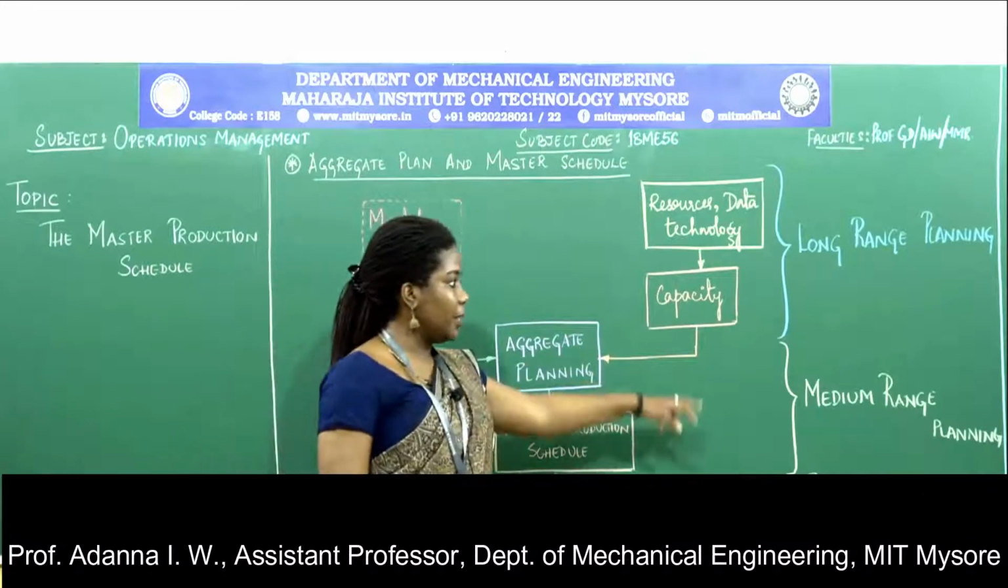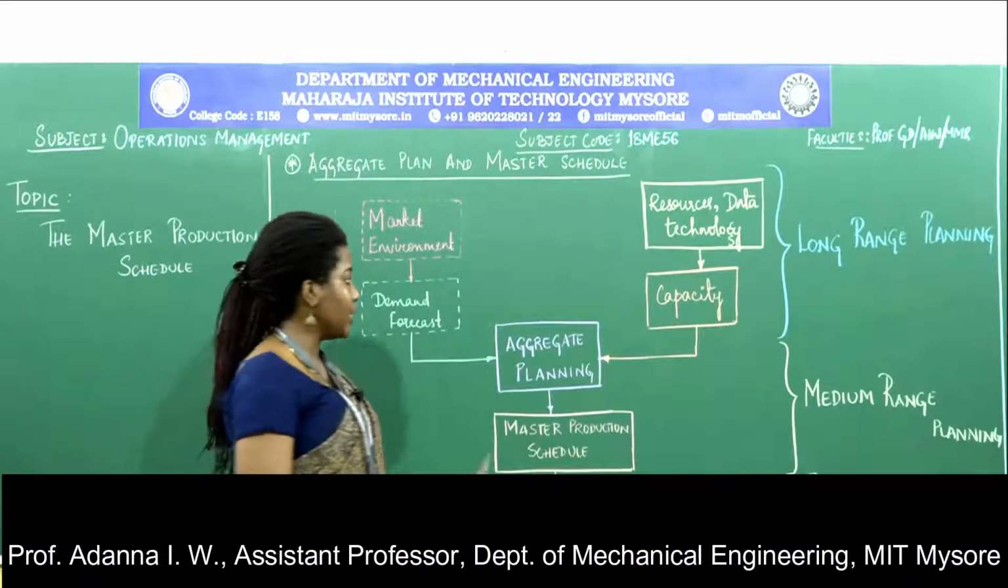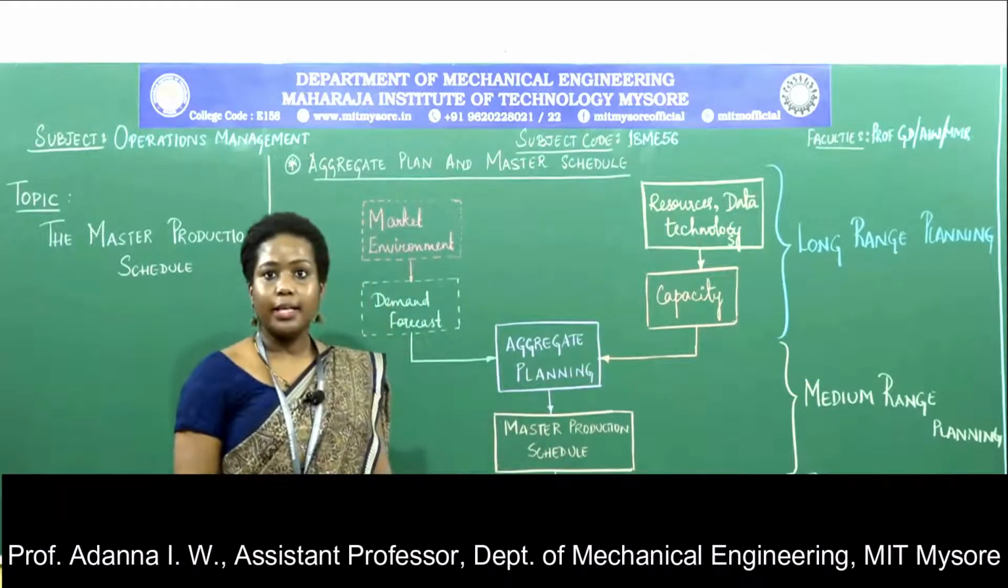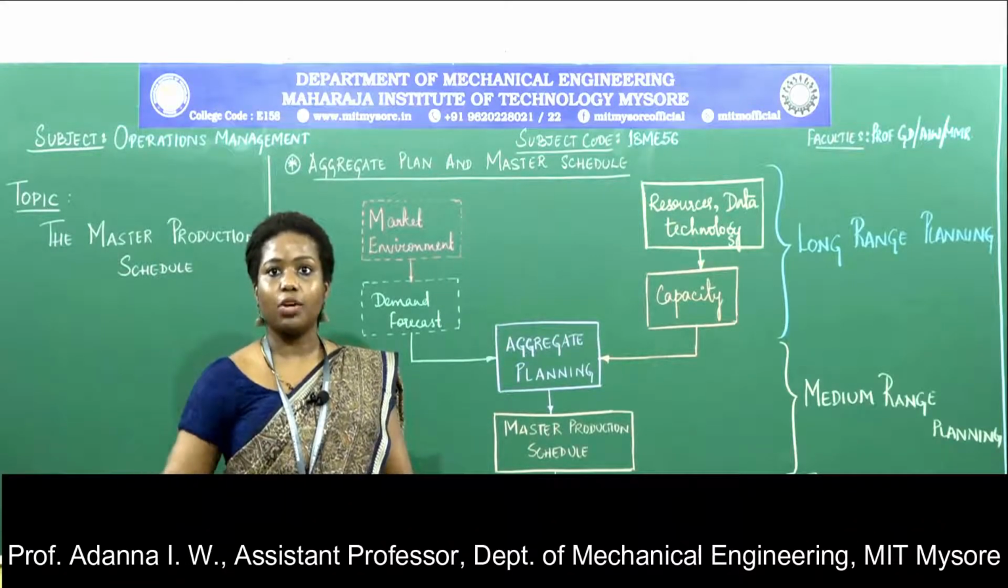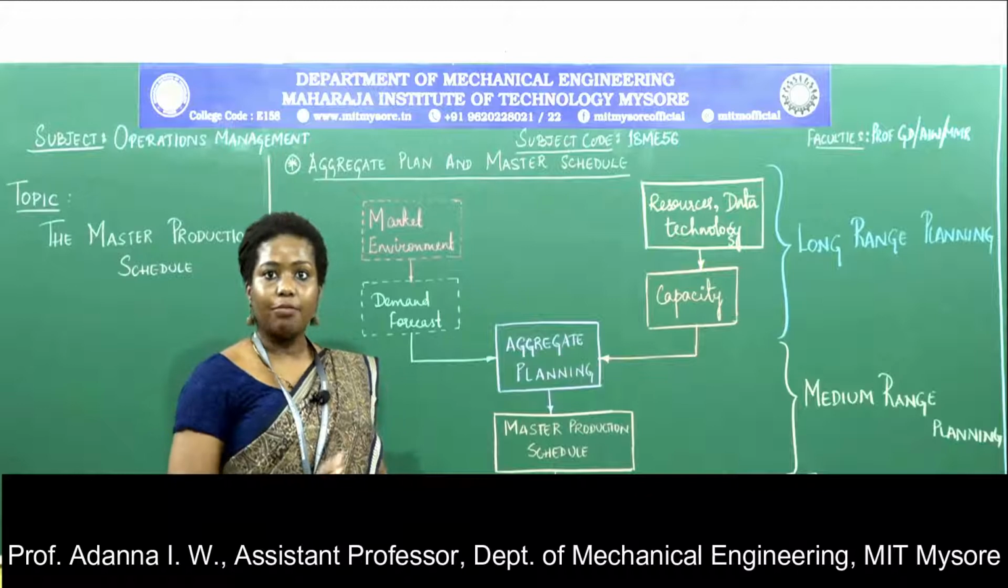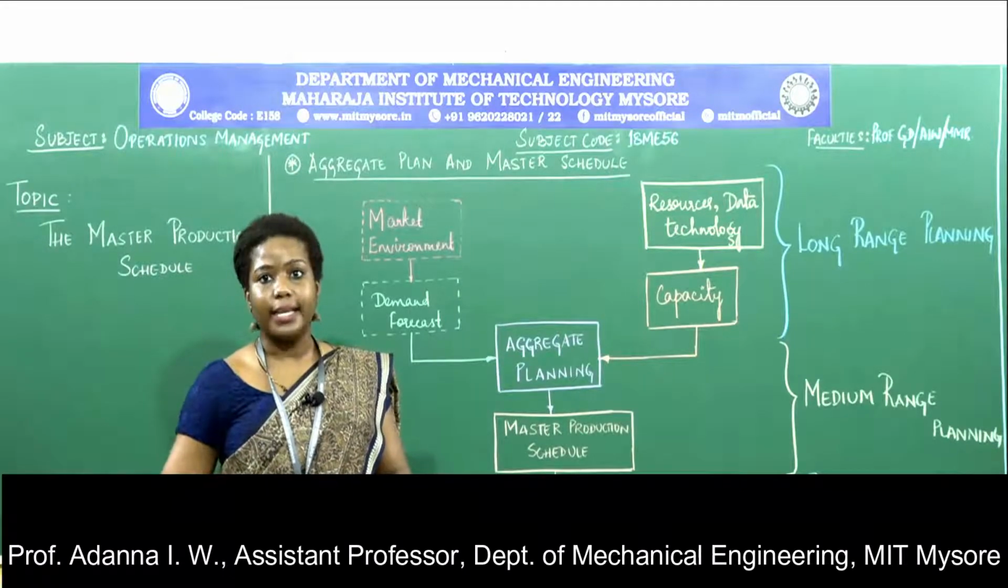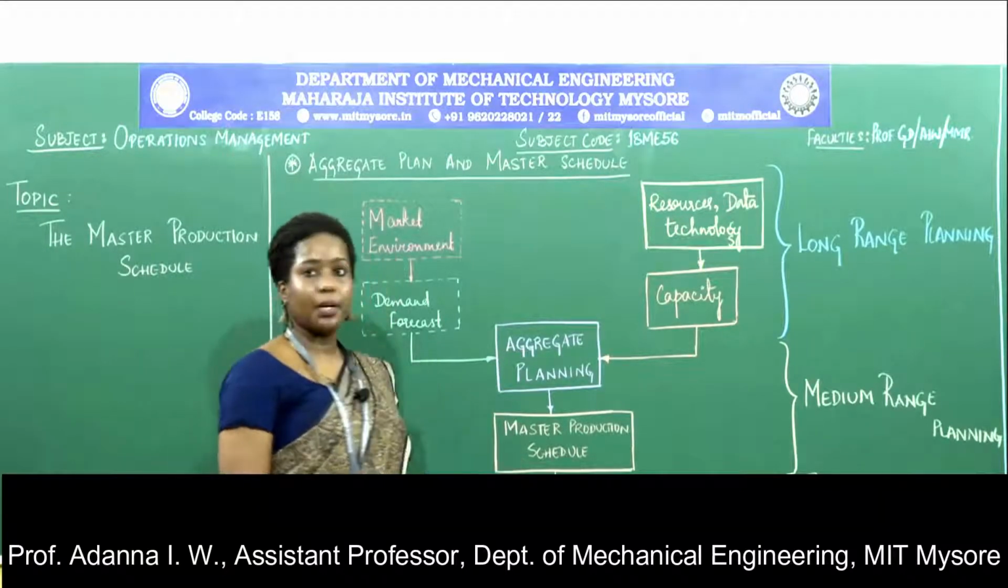The next is the medium range planning. The medium range planning will tell you the aggregate plan, that is, procure iron ore or procure whatever be the raw material that is being procured. Fabricating it into what is required is later. That comes under the master production schedule.